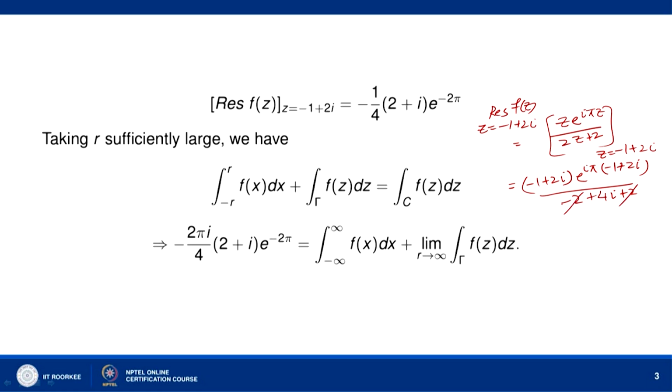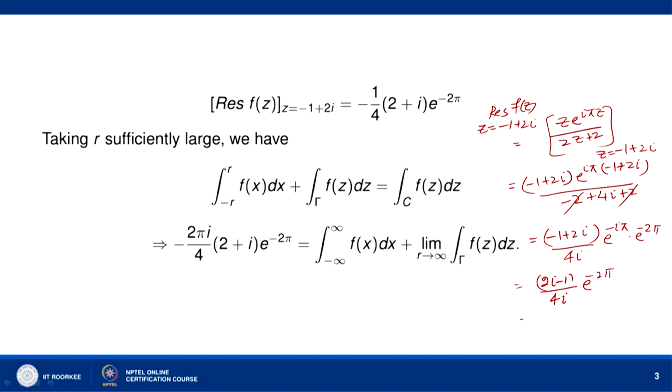So, this will cancel with this, and what we will get here, we have minus 1 plus 2i divided by 4i, and then we have e to the power minus i pi into e to the power minus 2 pi. e to the power i pi into 2i is e to the power minus 2 pi. So, e to the power minus i pi is cos pi minus i sin pi and therefore, it is minus 1. So, we get (2i minus 1) divided by 4i into e to the power minus 2 pi.